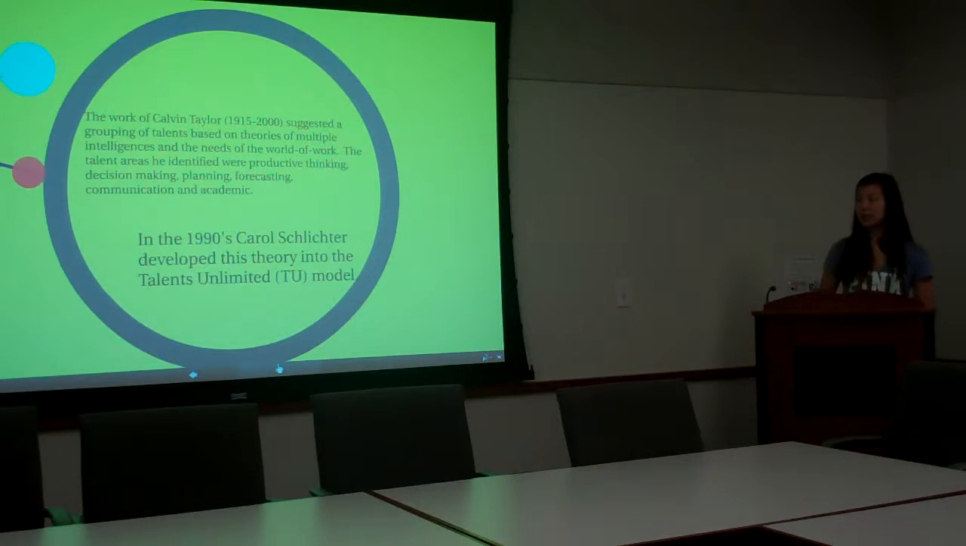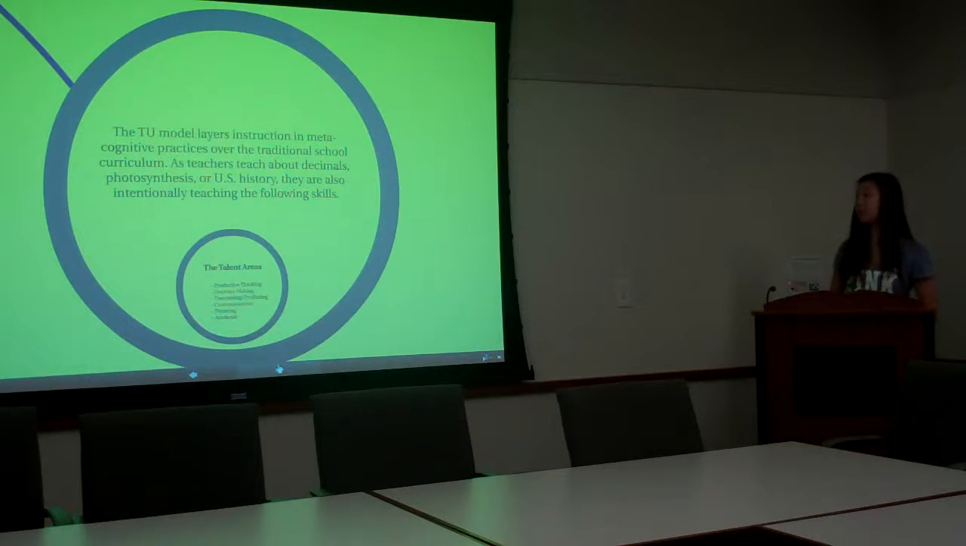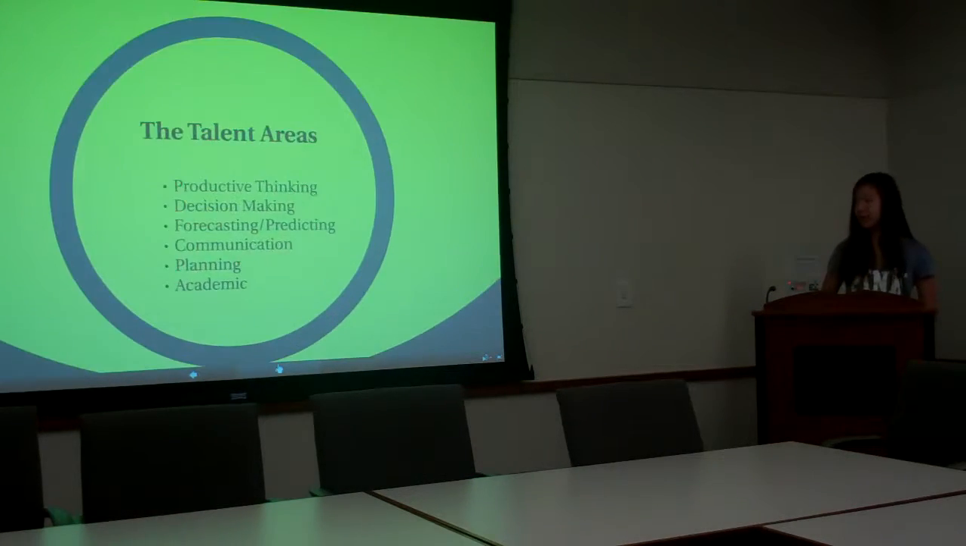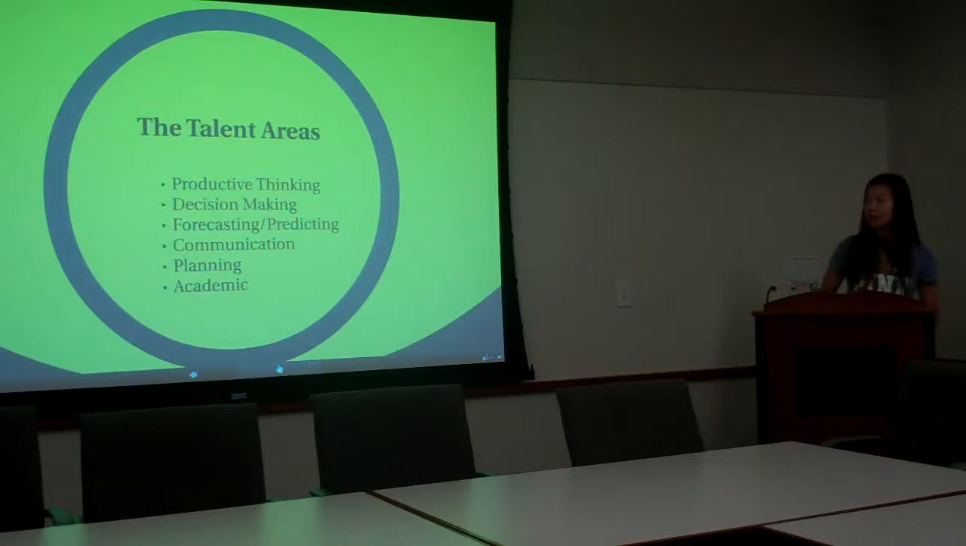In the 1990s, Carol Schlichter developed this theory into the Talents Unlimited model. So originally this was Calvin Taylor's idea, and Carol Schlichter developed it into the actual model of what it is today. The TU model layers instruction in metacognitive practices over the traditional school curriculum. As teachers teach about decimals, photosynthesis, or U.S. history, they're also intentionally teaching the following skills. These are the talent areas: productive thinking, decision-making, forecasting, planning, communication, and academic.